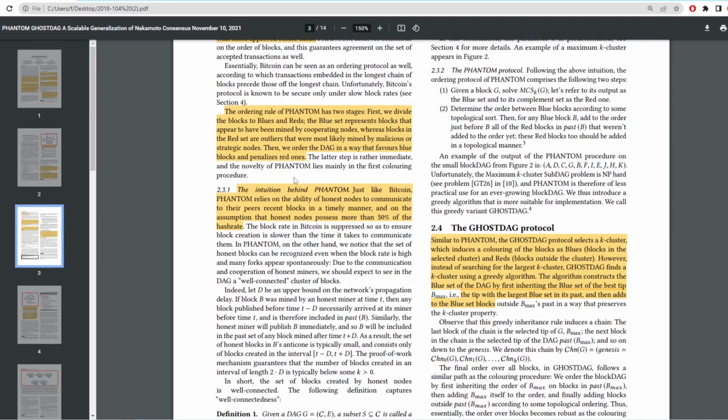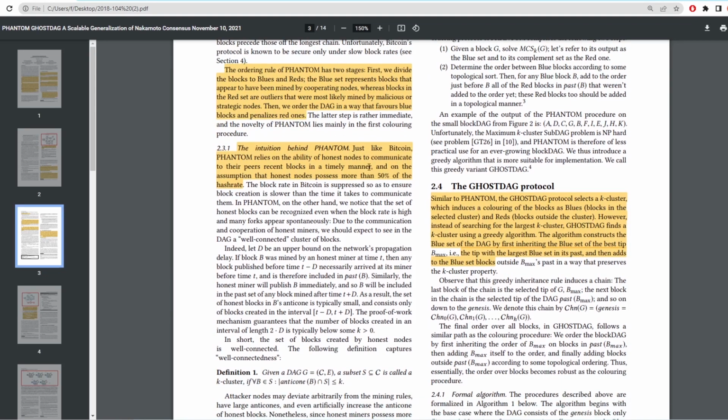Just like Bitcoin, Phantom relies on the ability of honest nodes to communicate their recent blocks to their peers in a timely manner, and on the assumption that the honest nodes possess more than 50% of the hash rate. This is just talking about a 51% attack on the network, so as long as you have more than 50% of the nodes that are honest, then the network can be secure.